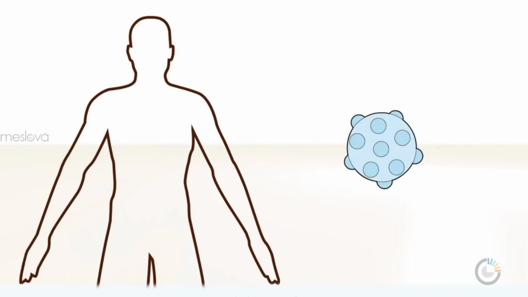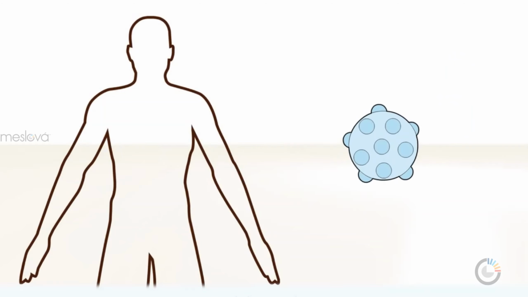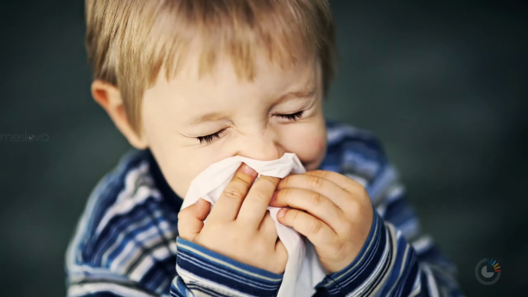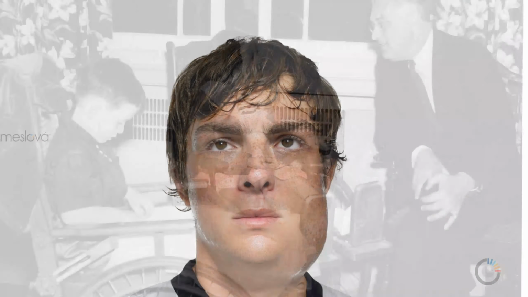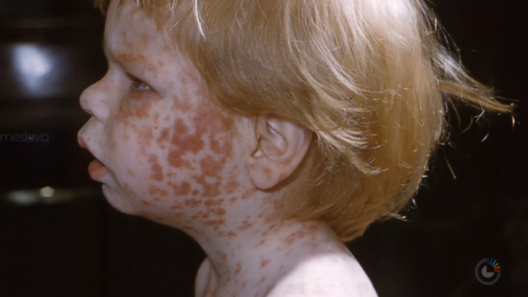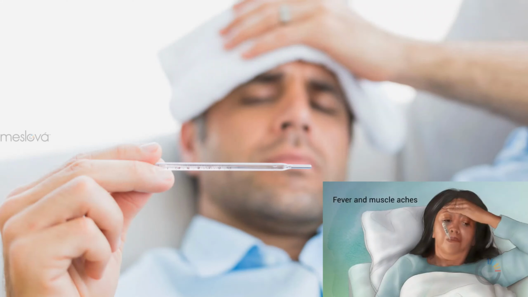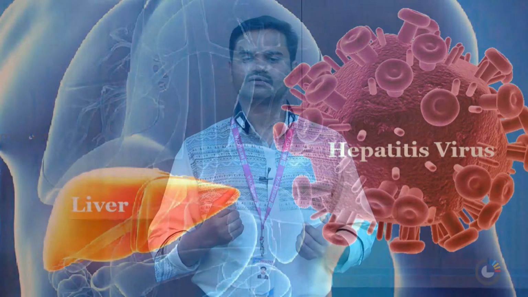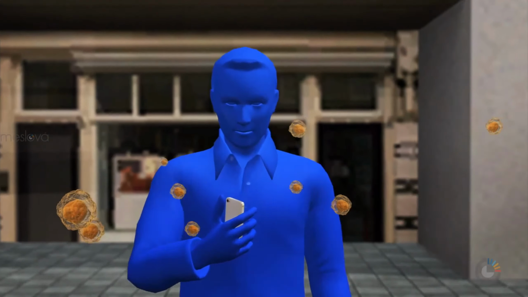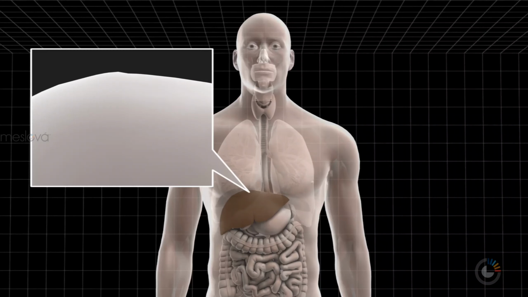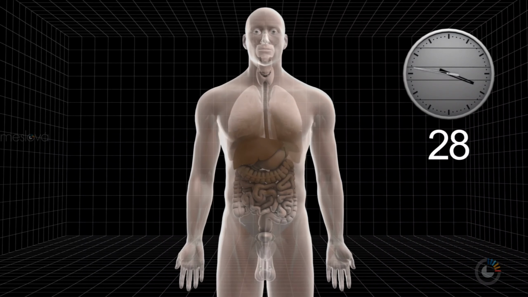For the diseases caused by a virus, for example, you see diseases like common cold, measles, mumps, polio, rubella, influenza, and even hepatitis, HIV or AIDS, or a severe disease like SARS. All are viral diseases.